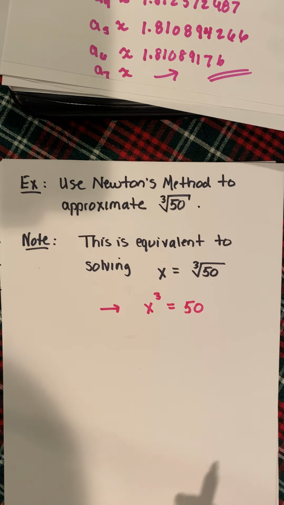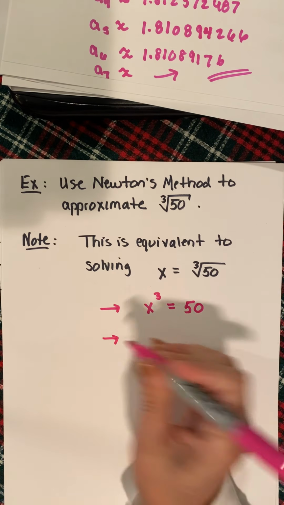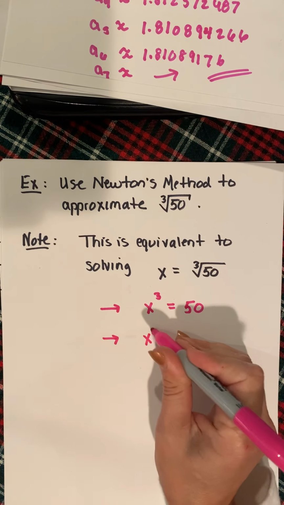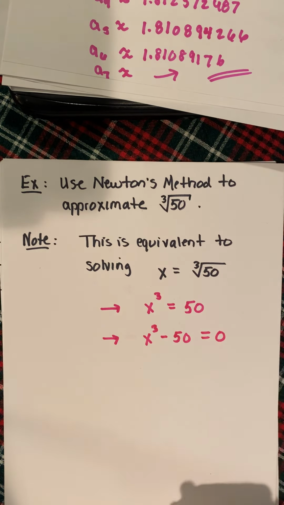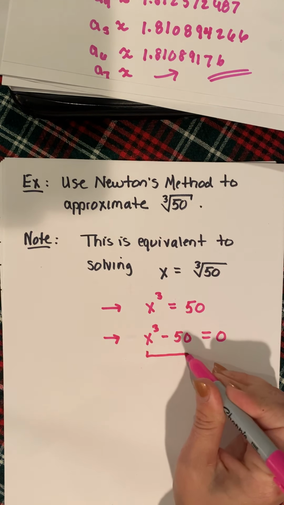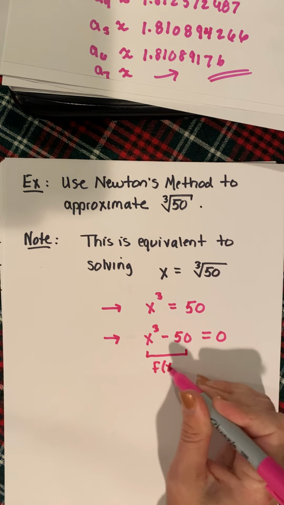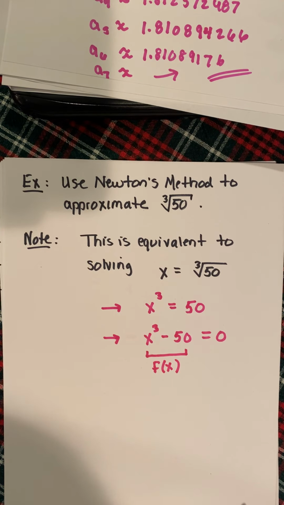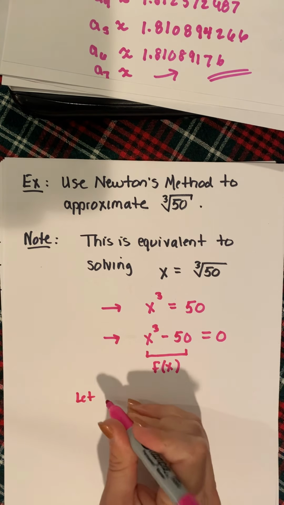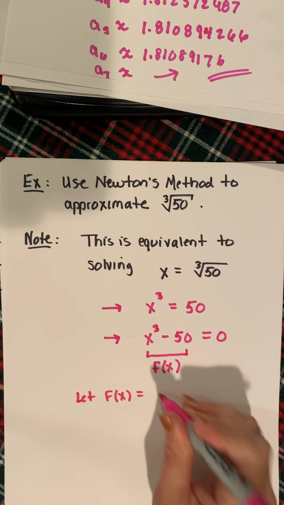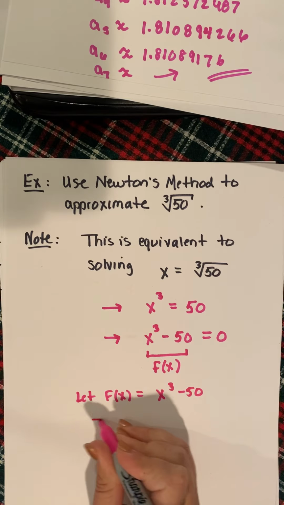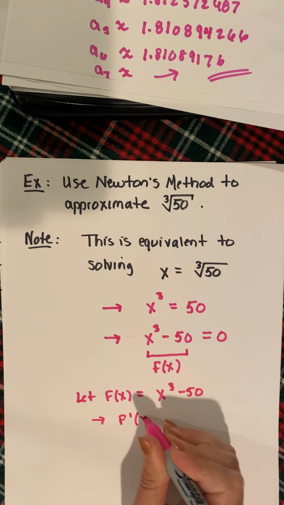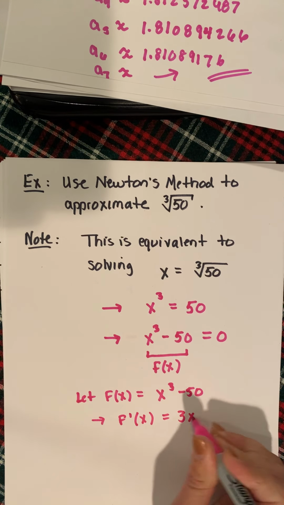But we can turn this into a root finding problem by setting it equal to 0. This is equivalent to solving x cubed minus 50 equals 0. If we call this our function f of x, we're really just doing a root finding problem. So we're going to let f of x equal x cubed minus 50, and we're going to use Newton's method to solve this. Then the derivative would be 3x squared.